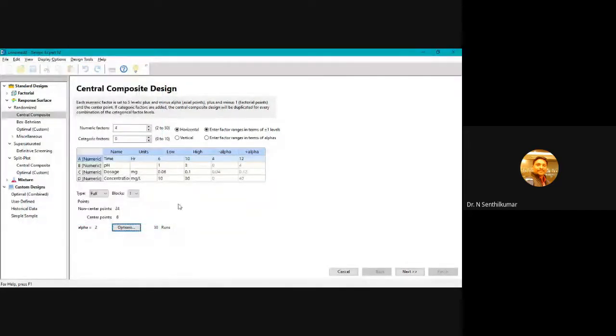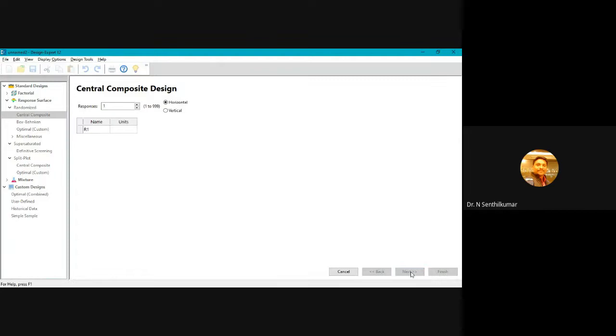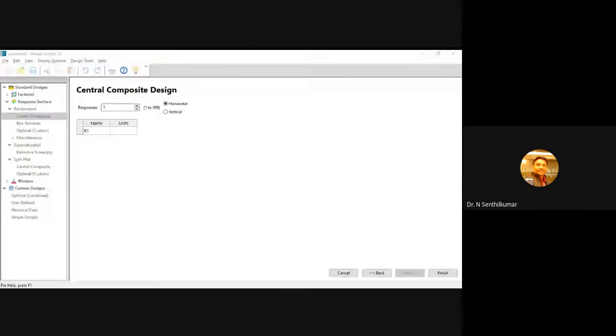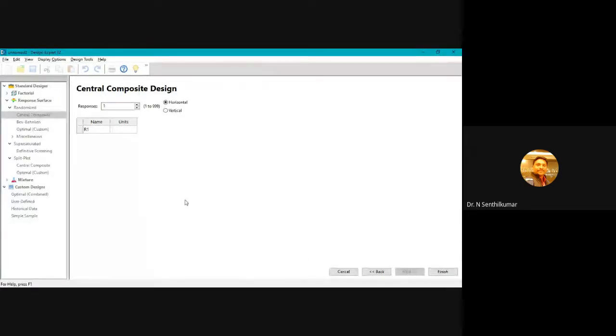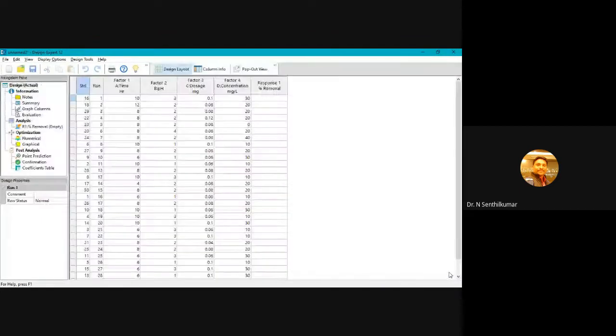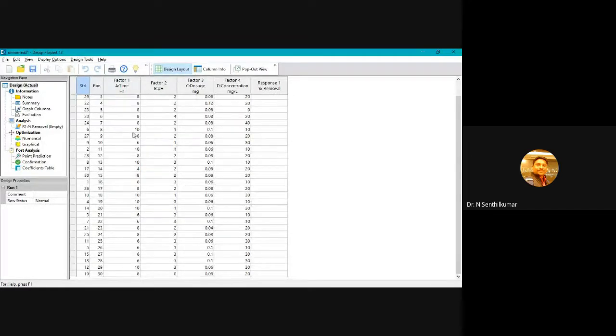Now just to look at the values, I have entered the time as 6 and 10, but the system has taken it as 4 and 12. Now I am going to click next. I have only one output in this case, and that output is percentage removal. Finish. Okay, this is what the system has generated. Total is 30 experimental runs.